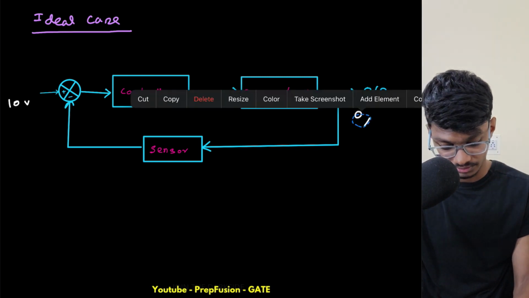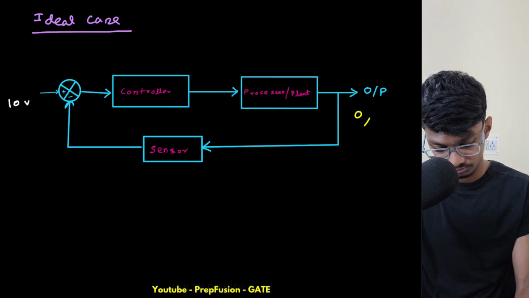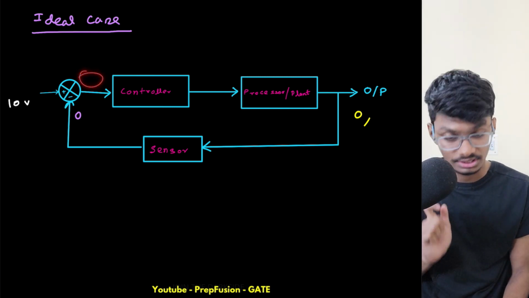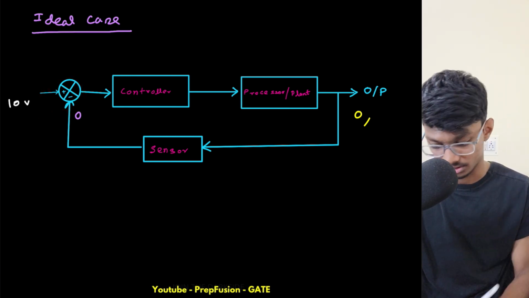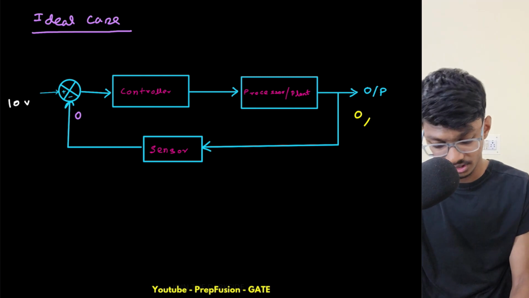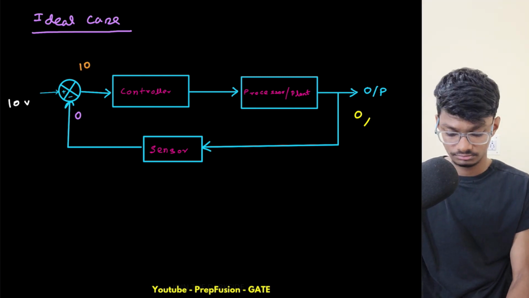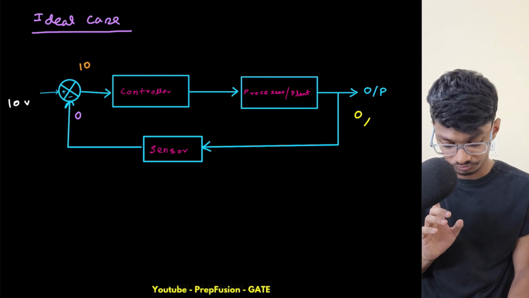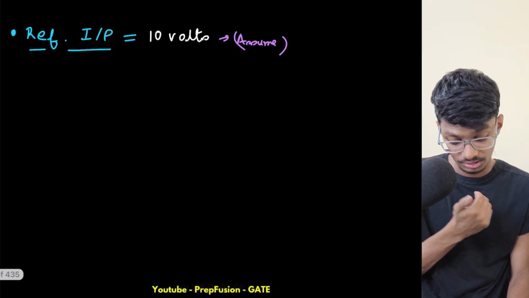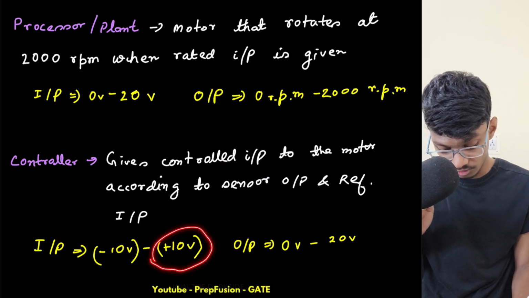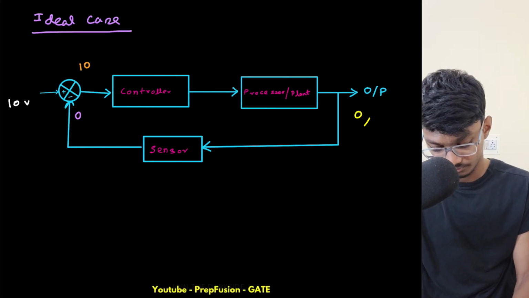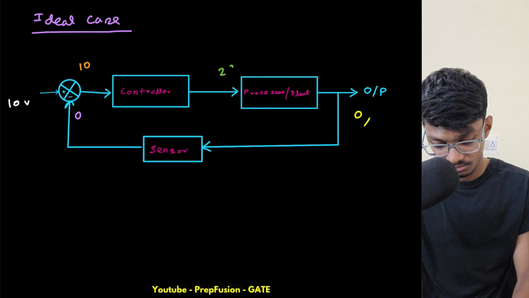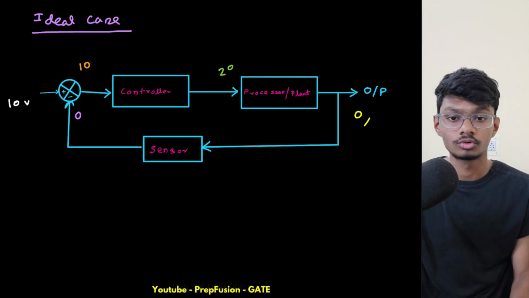Let me draw this with different colors. This is 0 volts. Now if this is 0 volts, then what is the amount of signal here? This is 10 volts. Here this is just a basic subtractor, nothing else. So initially the controller input is 10. Now if the controller input is 10, what is my output supposed to be? Here we can see that if my controller input is plus 10, then my output will be 20 volts. So input to the motor is 20 volts.